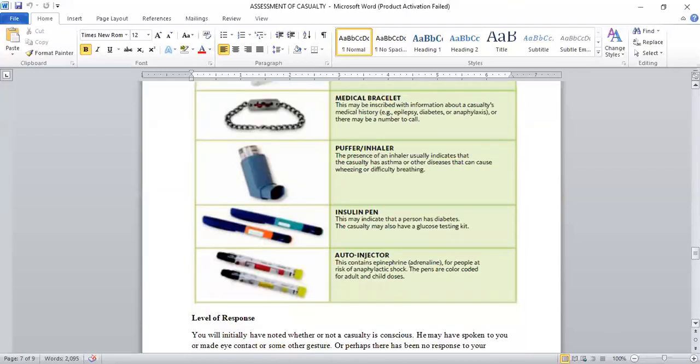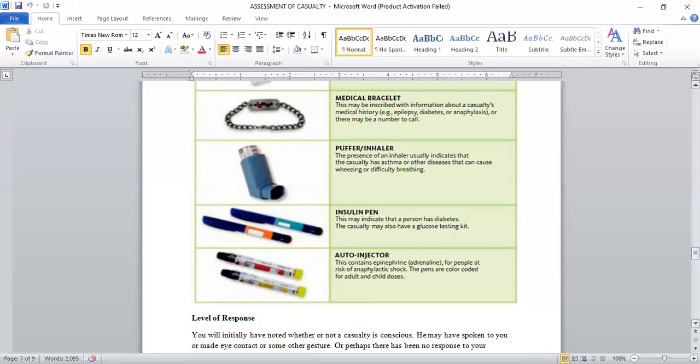Then auto injectors. These are for people who need some hormones in their body, for example adrenaline. Adrenaline is a hormone. They may have such a device, which actually looks like a marker pen, but it's an injector. They inject themselves with some hormones, though this is not common. What is common is inhalers, insulin pens, and bracelets, which you may find, or a medication.